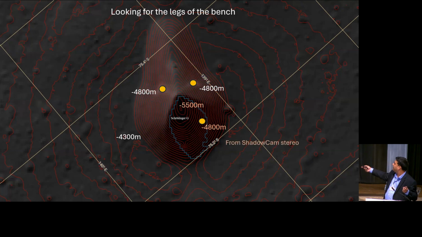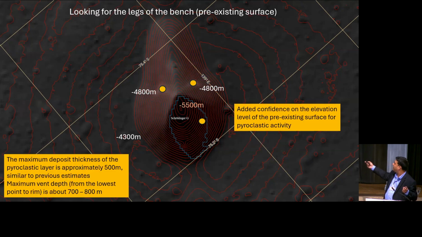And from the ShadowCam stereo, we can now have added confidence in the elevation level of the pre-existing surface for this pyroclastic activity. And what does that blend into? It tells us the maximum thickness of the pyroclastic deposit that is out there, and overall it changes the volume calculation. It's not part of this presentation, but we are working on that. The maximum deposit thickness of the pyroclastic layer is approximately 500 meters. This is similar to the previous estimates, but the maximum vent depth is a little bit larger than what was expected earlier.